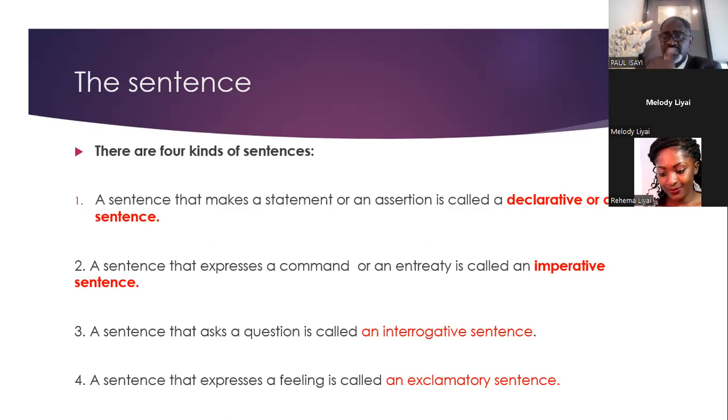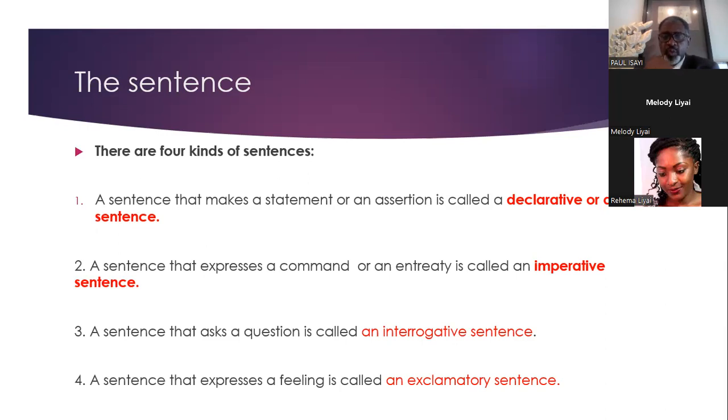Rehema, can you read the first 2 and Melody read the second 2? So there are 4 kinds of sentences. A sentence that makes a statement or an assertion is called a declarative or assertive sentence. A sentence that expresses a command or an entreaty is called an imperative sentence.